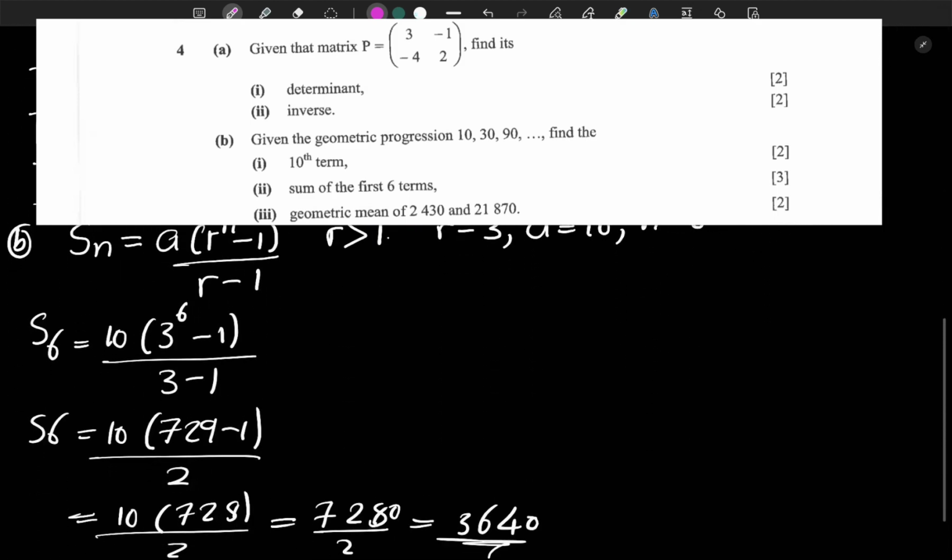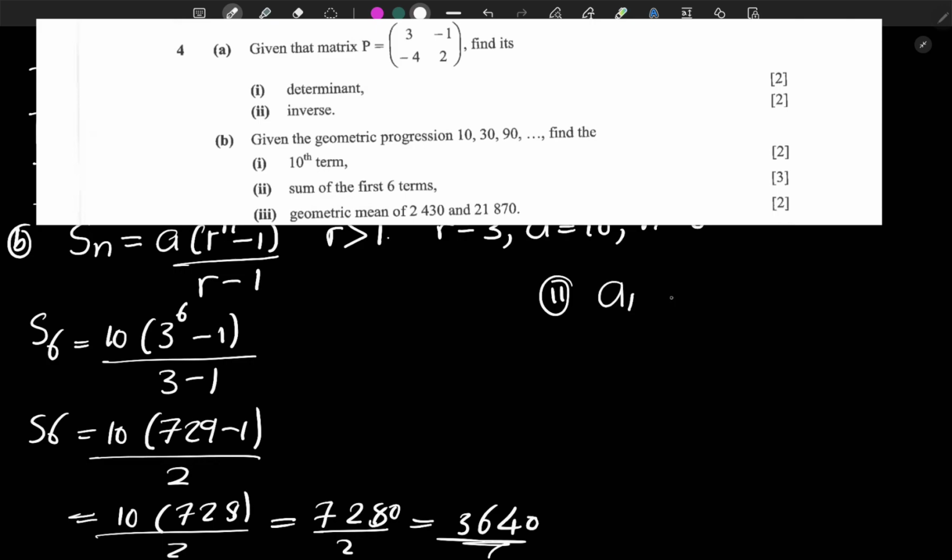So that's what you're supposed to do. You can add if you have the numbers or the terms. If you want, you can use the formula. The key point is you find the sum. Then for Roman number 3, we need the geometric mean.